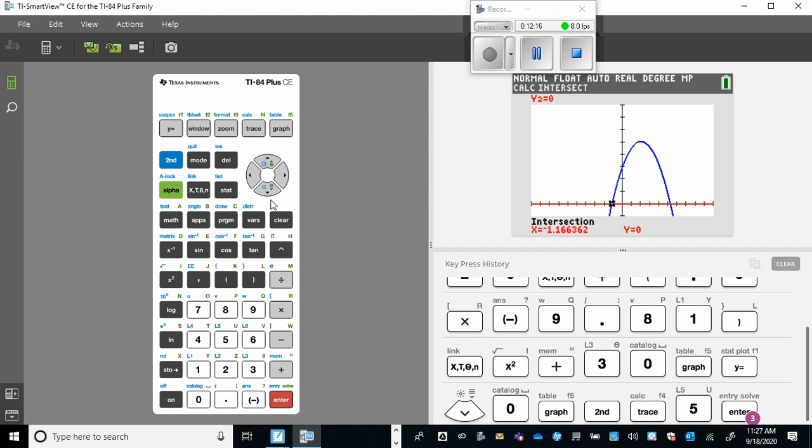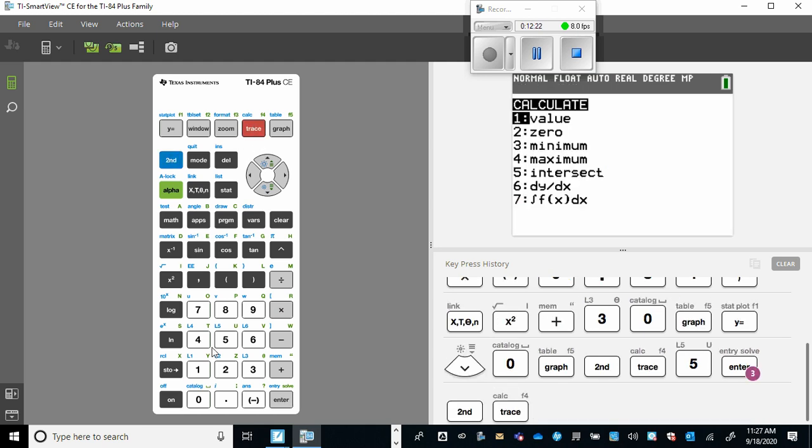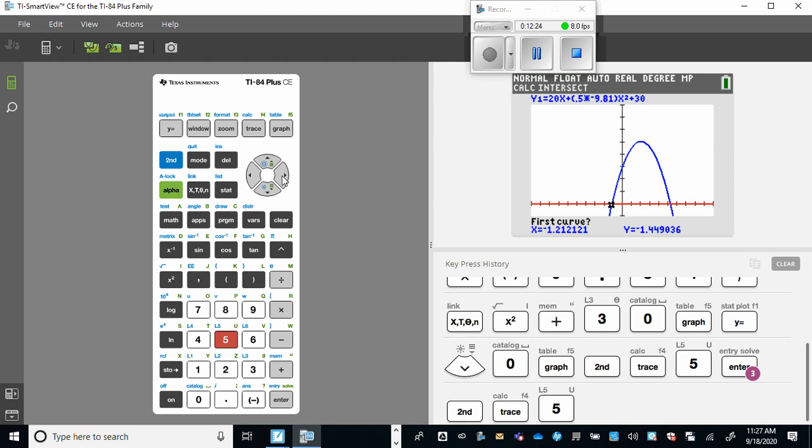Oh, okay, that was an epic fail because I actually want this point over here. So I'm going to try it again. Second, trace, intersect. This time I'm going to move the cursor closer to the intersection point. There we go. If we get on this side, this will work this time. Enter, enter, guess, enter, and there we go. It gives me my answer right away, 5.24 seconds.